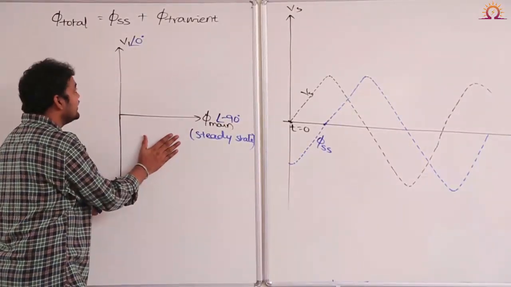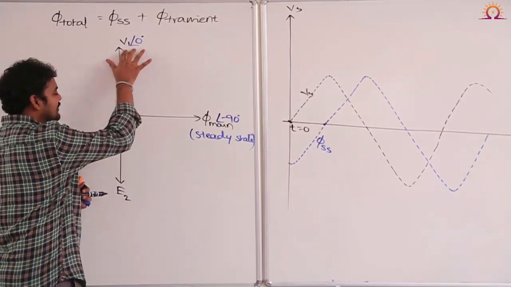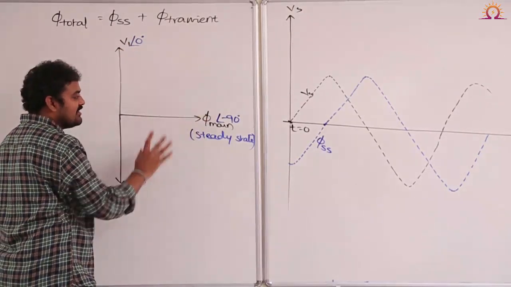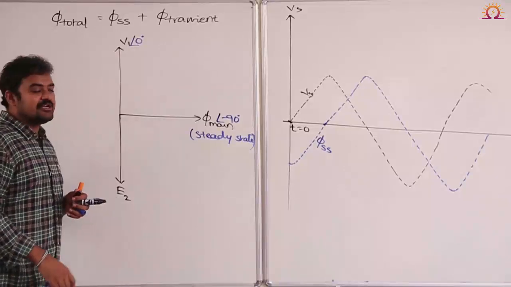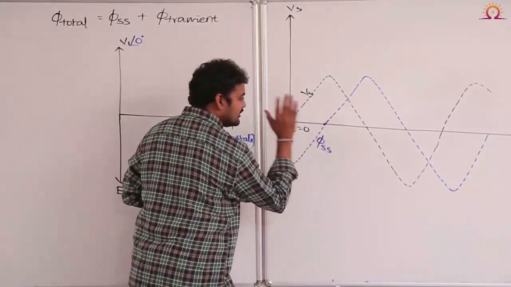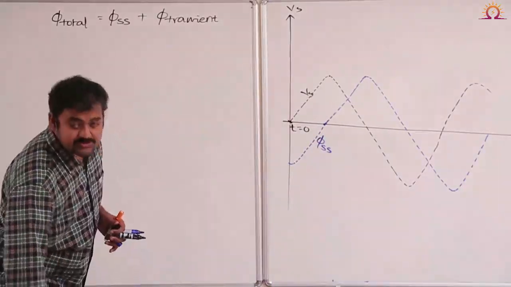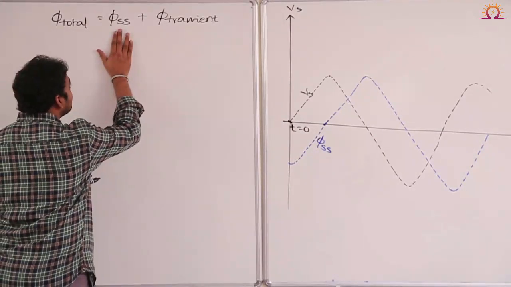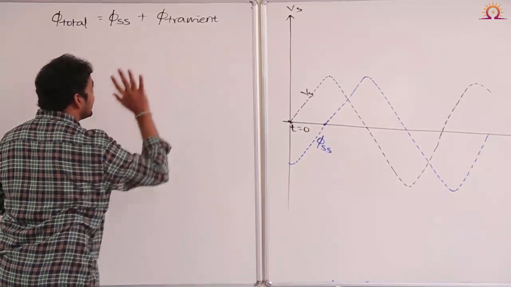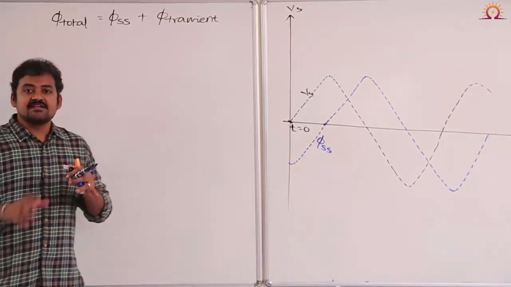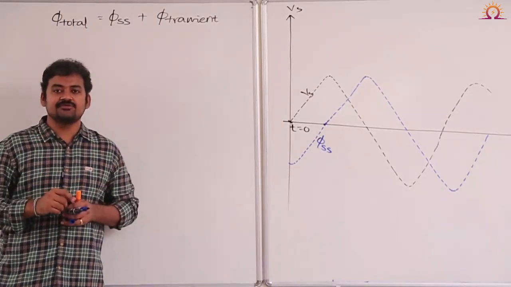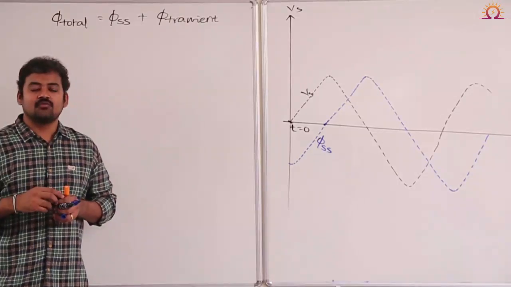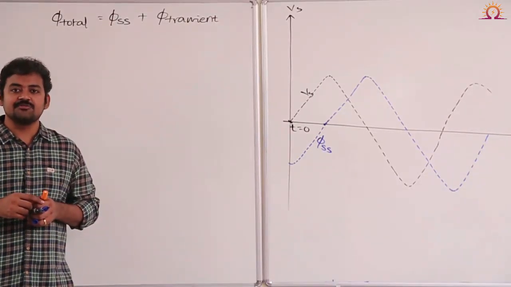This is our reference. If you take supply voltage as reference, steady state flux or main field flux is lagging the voltage by 90 degrees. That is what I have shown here. Okay. Now see, we know total flux in transformer is equal to steady state flux plus transient flux. As a transformer is highly inductive, at the time the transformer is switched on, what is the total flux in transformer? Let me show you.